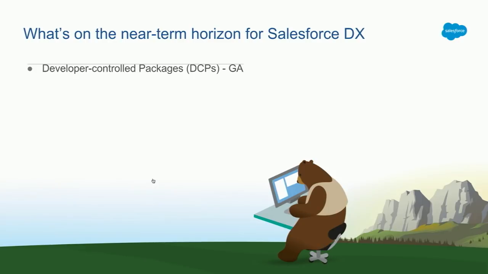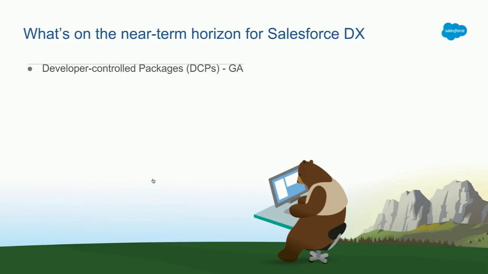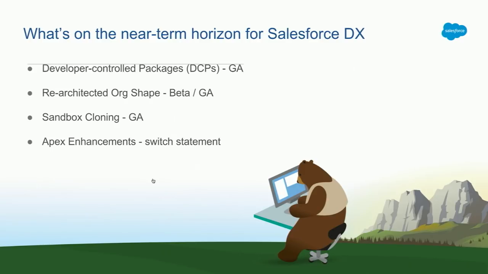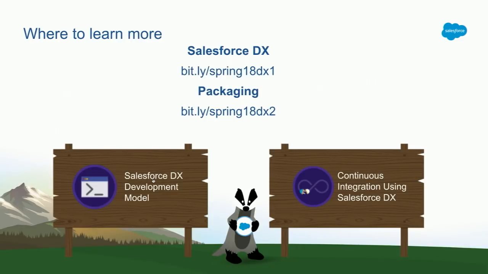So developer control packages that we announced as open beta, we want to take it to GA in Summer '18. You may already be participating in an org shape pilot. We are re-architecting it, and we plan to take it to beta or GA in the upcoming releases. Sandbox cloning, that's open beta, is scheduled to go GA soon. And we'll continue to make enhancements in Apex. And one of the things that we have heard repeatedly is the absence of a switch statement, so our engineers are working hard on it. This, in a nutshell, is what we're looking at.